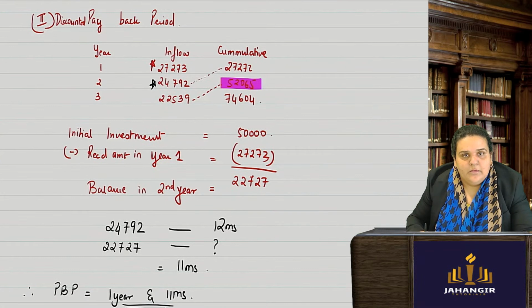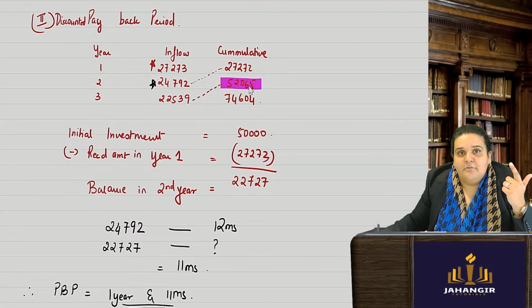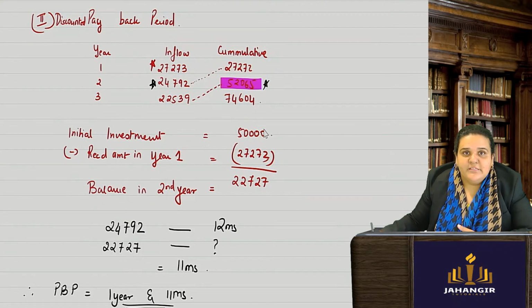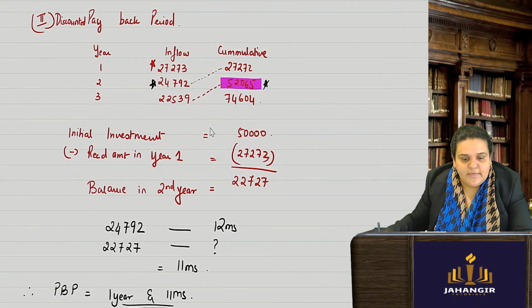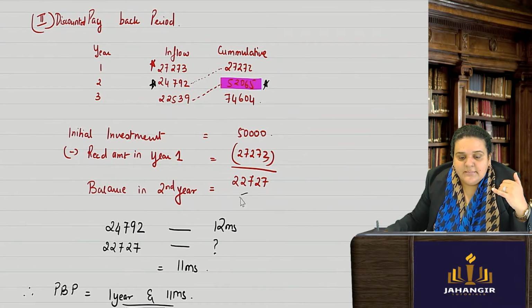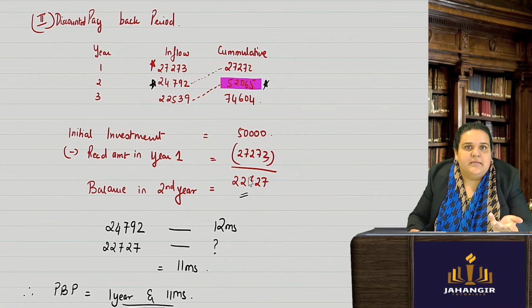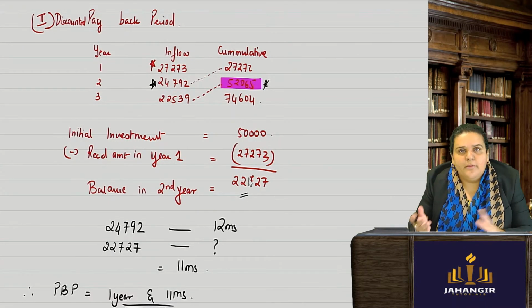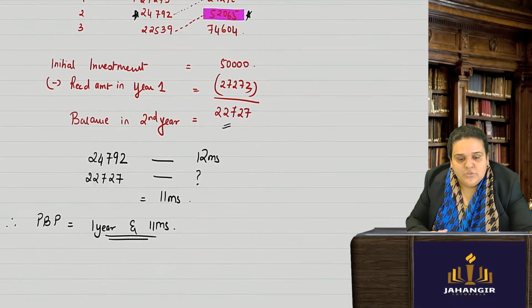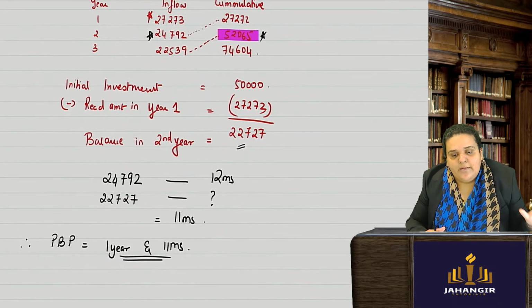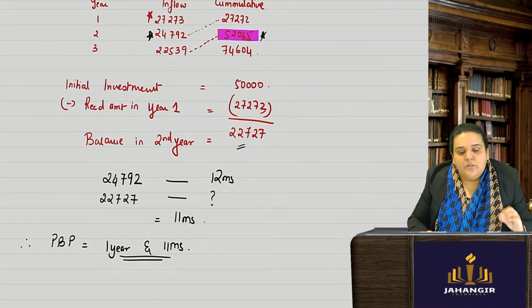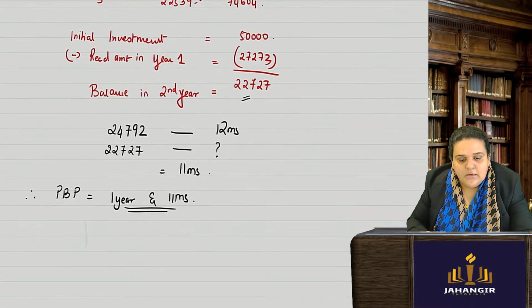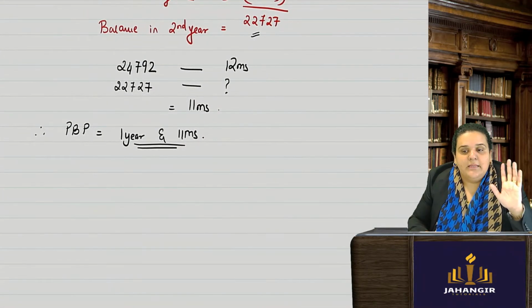Simple it is. Okay. So if you see, why did I do the cumulative? Just to know in which year I am crossing my total outflow. This is just to know that. Okay, so initial investment 50, received the amount in the first year is 27,273. That means whatever balance is there, I'm going to receive in the second year. But when in the second year? In the first month, second month, after 4 months, after 6 months, what? How much? So I'm going to do cross multiplication. I'm receiving 24,792 in 12 months. So 22,727 I'll receive in how many months? That will be my payback period. 1 year, 11 months. Okay, clear?